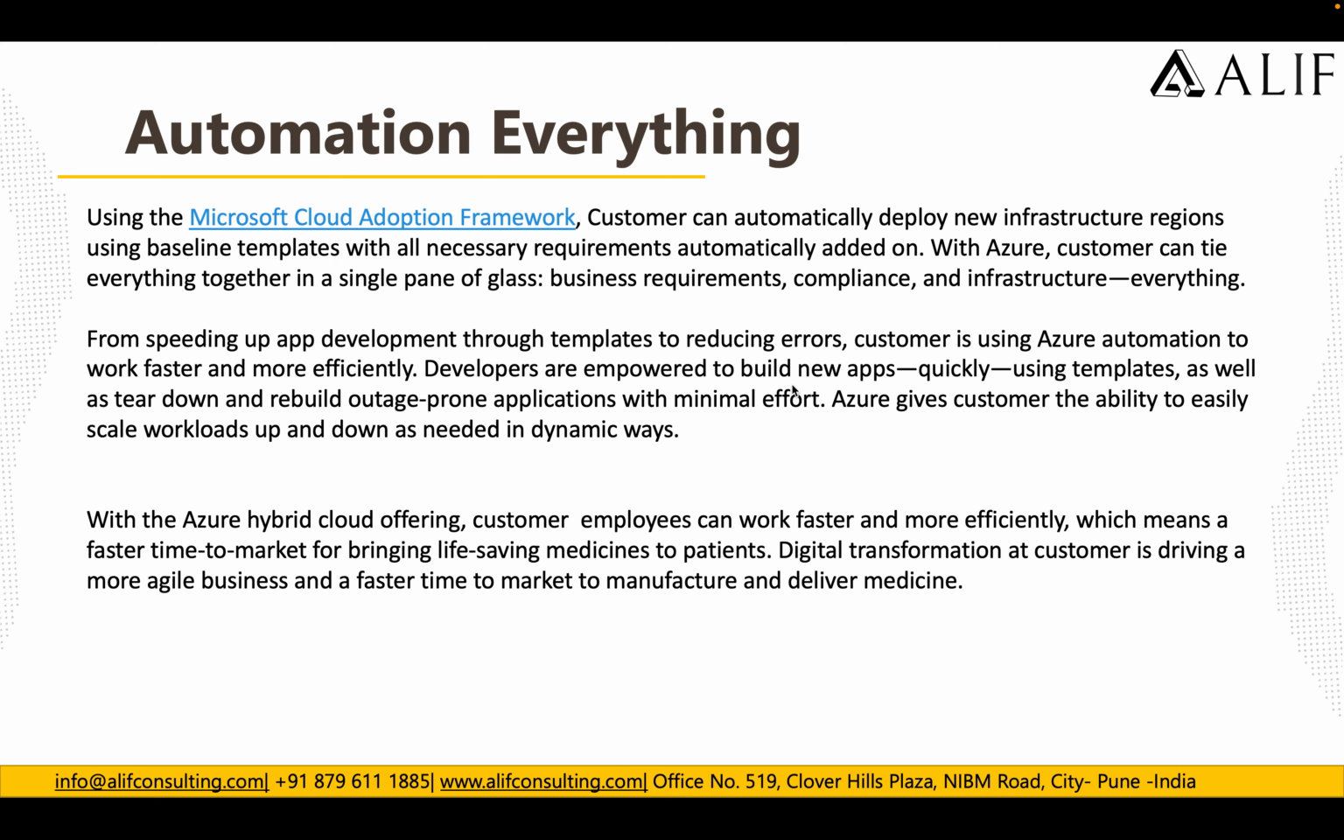Digital transformation at the customer is driving a more agile business and faster time to market, to manufacture and deliver the medicine. So as soon as they started using automation, they started using it to build the infrastructure, to create the application, and to tear down and rebuild. Because everywhere they have started using automation, that's where they are saving time. Their developers are ready to do more work, ready to work on new ideas, and are working on the innovation part as well.